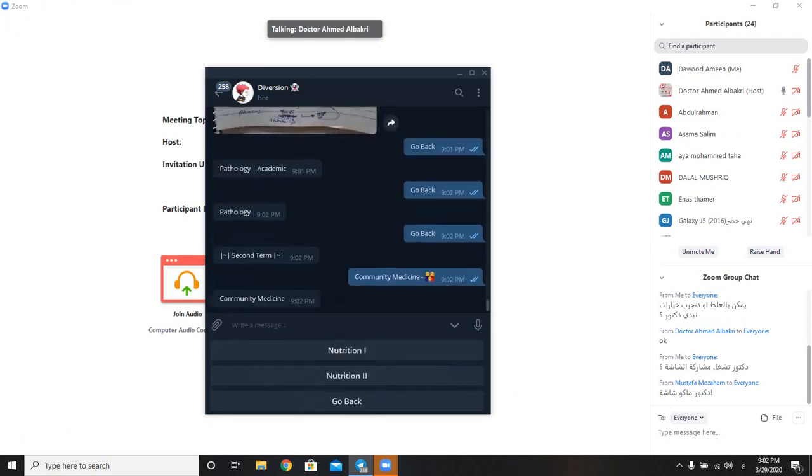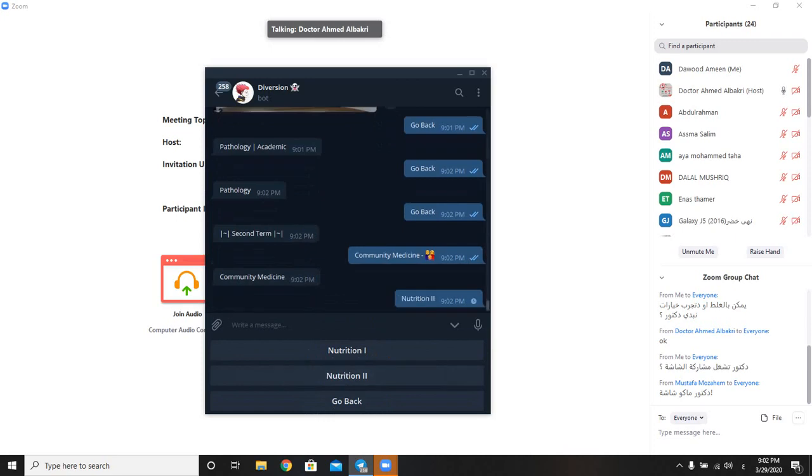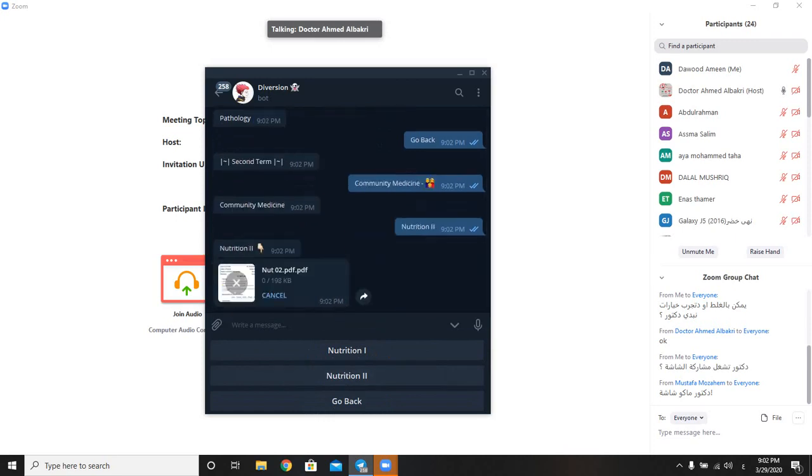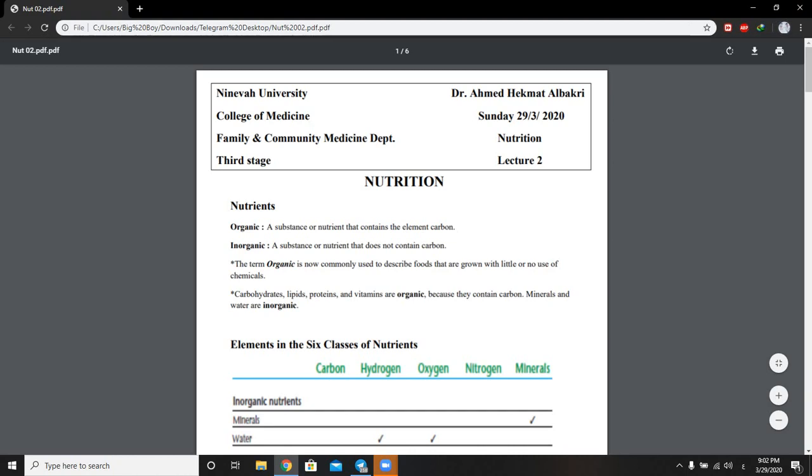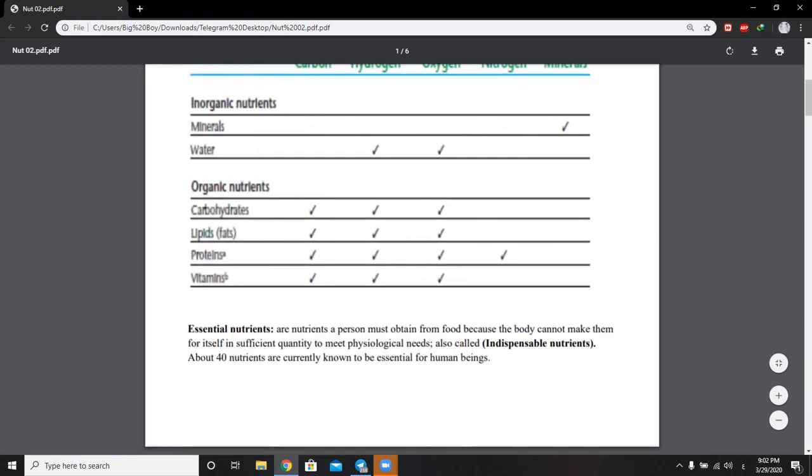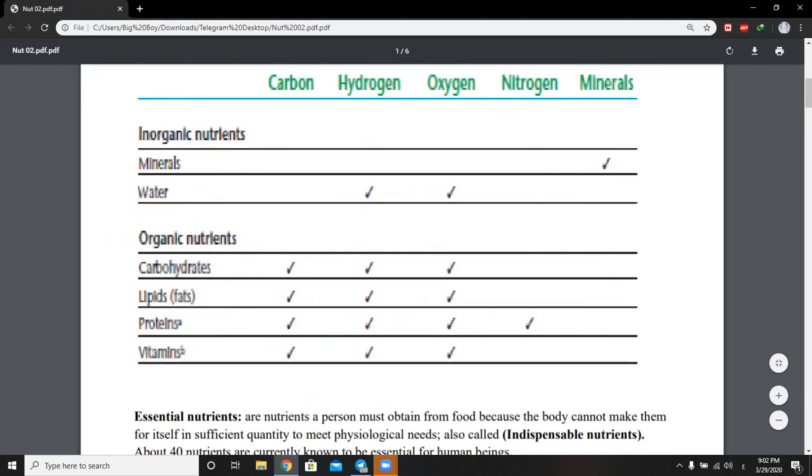Next slide is the table for elements in the 6 classes of nutrients. You see the 5 main elements: carbon, hydrogen, oxygen, nitrogen, and minerals, and their availability in all 6 classes of nutrients.